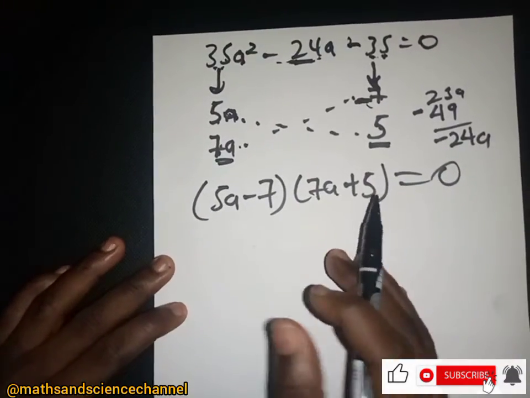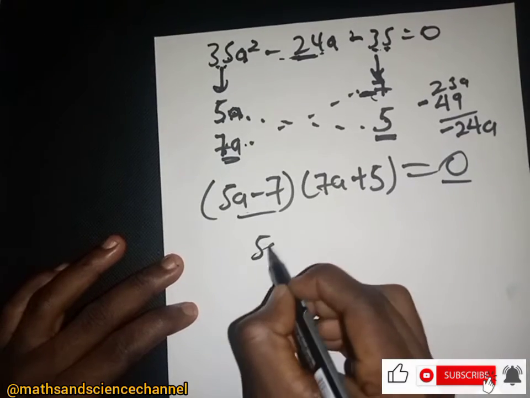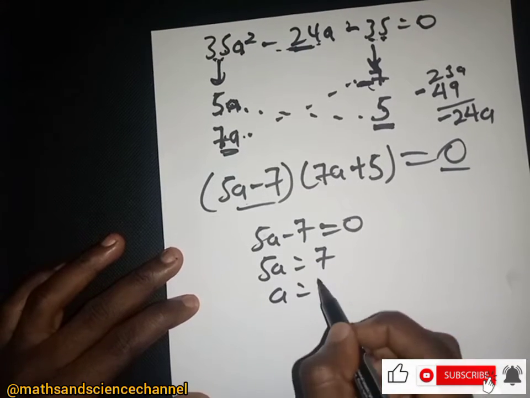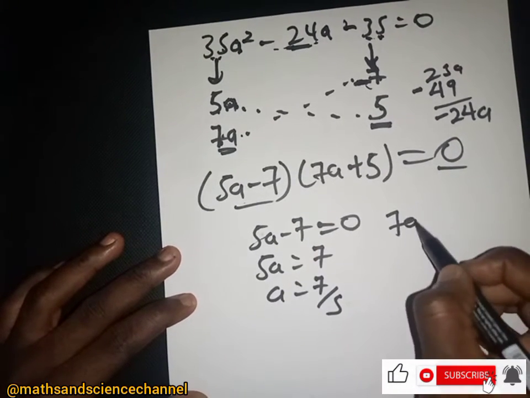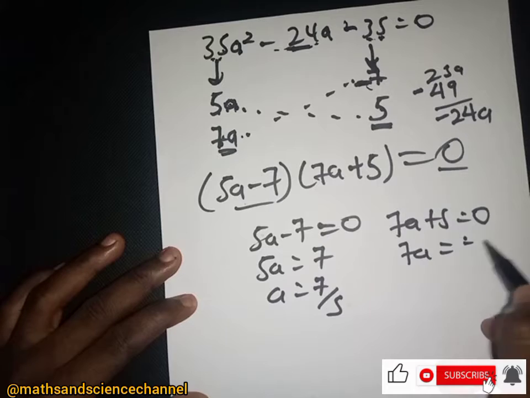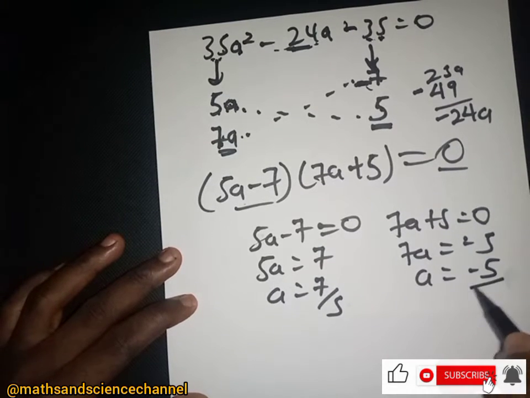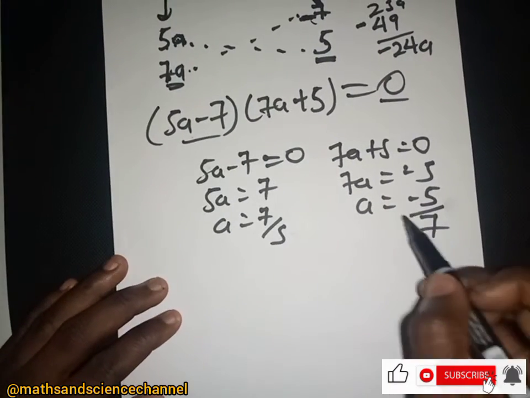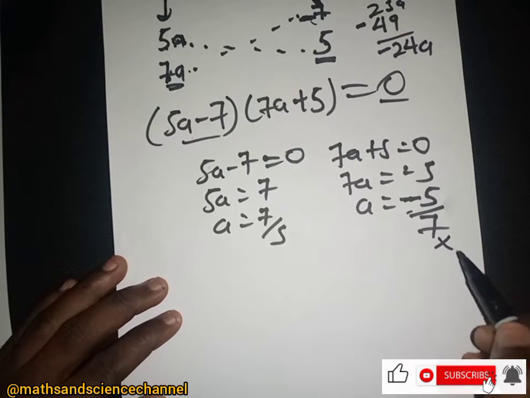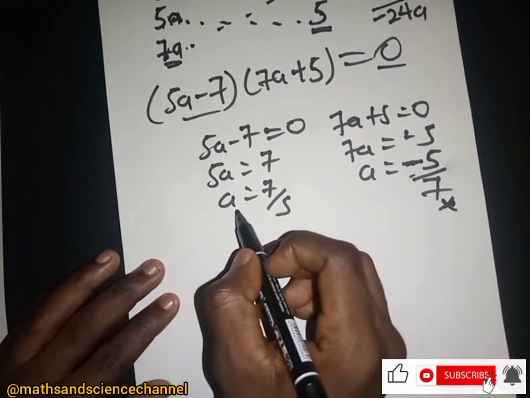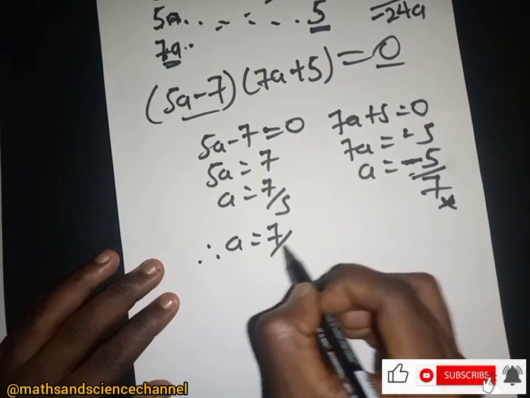All right, so let's take each factor equal to 0. So 5a minus 7 equal to 0, then 5a will be equal to 7, so a here is 7 over 5. And then 7a plus 5 being equal to 0, and therefore 7a is equal to negative 5, so a is negative 5 divided by 7, right? So these are the values of a that we had. Now a here being negative cannot be possible, because a will take positive values, right? So we are just considering a being equal to 7 over 5.